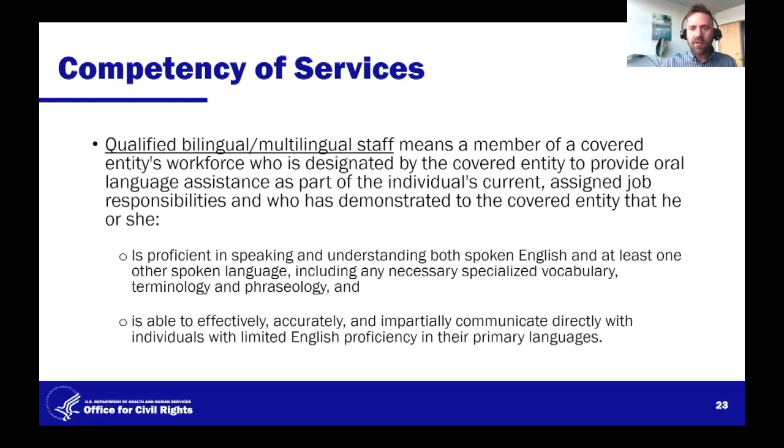So we should note that the phrase "has demonstrated to the covered entity" in this definition implies, though not specifically, that the recipient should obtain some level of assurance from the staff member that they meet the definition prior to utilizing them as a service, whether that be something as simple as a signed certification stating that they meet the standard, or whether the entity engages in some level of competency or fluency testing of bilingual staff members, there should be some documentation that the inquiry was made as to the competency of the staff members' language skills.